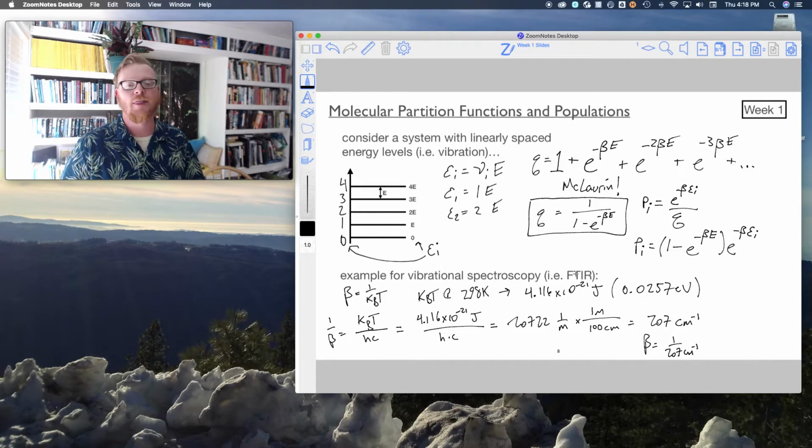If we were to use the stretching frequency of an OH bond, at about 3,500 wave number, we could plug that into our equation directly. Okay, so let's do that.